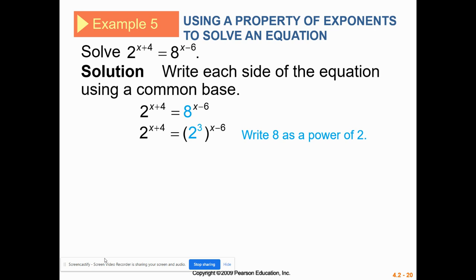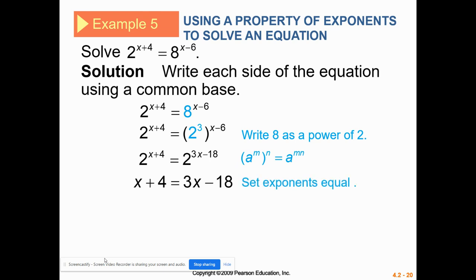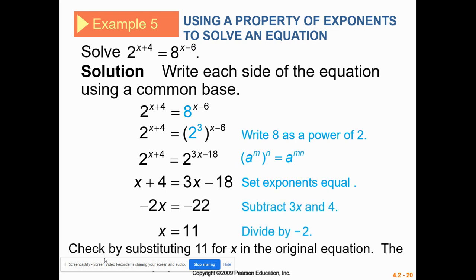Now, the properties of exponents tell me I need to take 3 and multiply it by x minus 6. That's where we get 3x minus 18. So all we've done is change what we started with, 2 to the x plus 4 equals 8 to the x minus 6, into 2 to the x plus 4 equals 2 to the 3x minus 18. So property B on our list of properties says, if the bases are the same, the exponents have to be equal. Again, notice the bases have disappeared. We don't care about them anymore. Solving for x, we get x equals 11.